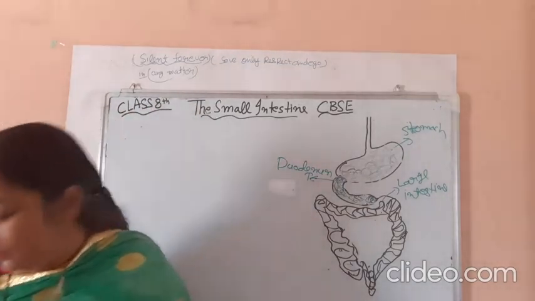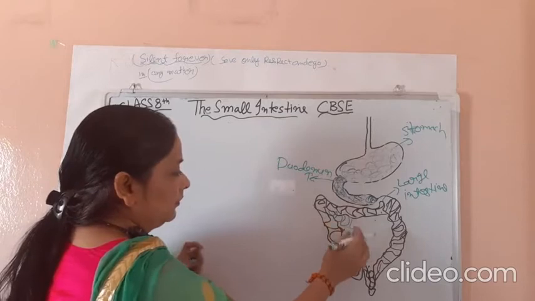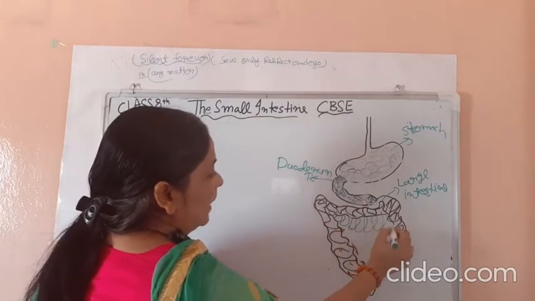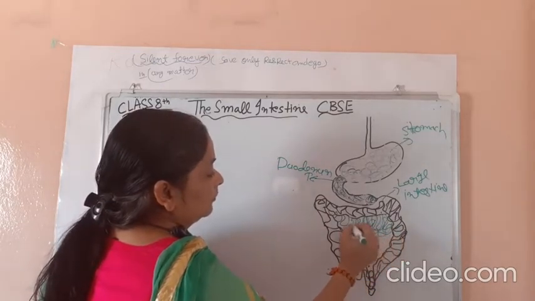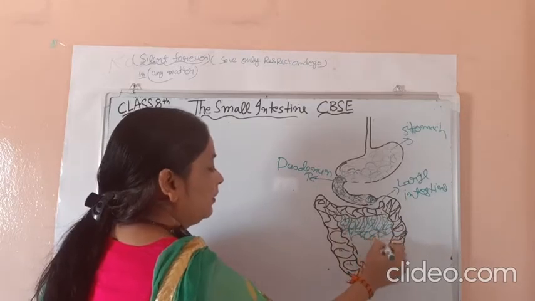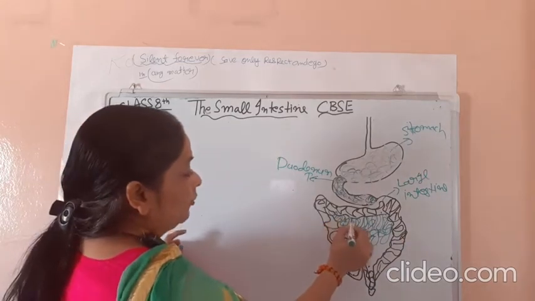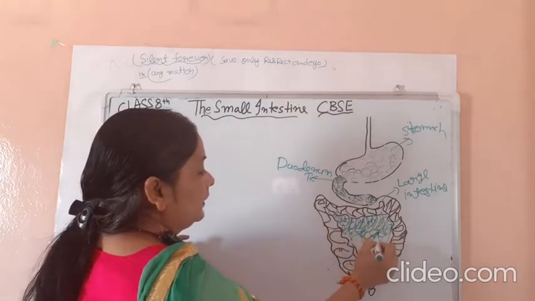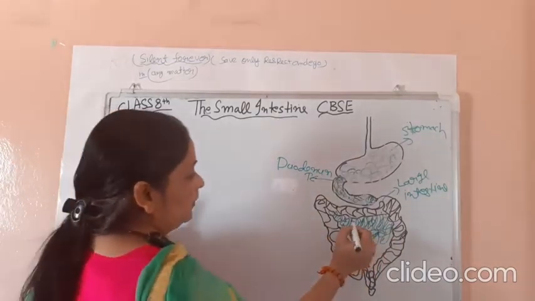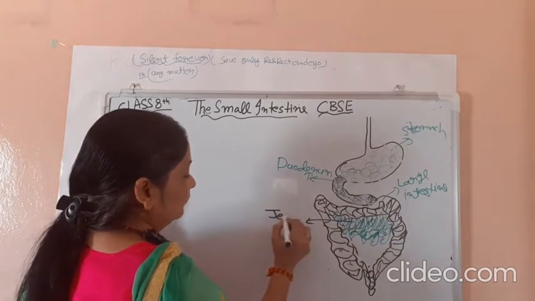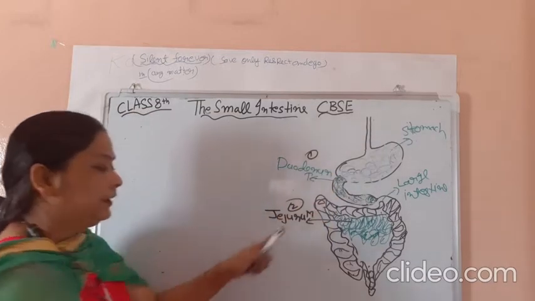This is the jejunum, the green part showing on your screen. This part is the jejunum. This is the second part of the small intestine. This is the green part. You can see on your screen. This is the jejunum. Label this. First part, second part.